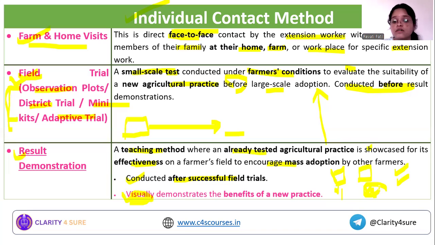But what we used here, he usually visually demonstrates; he sees the difference between both the varieties and decides what he's going to do. So yes, the principle of result demonstration is seeing is believing. So yes, this was it for result demonstration.